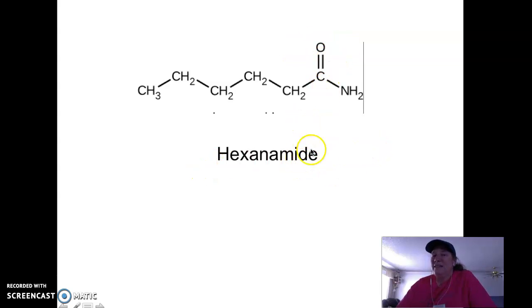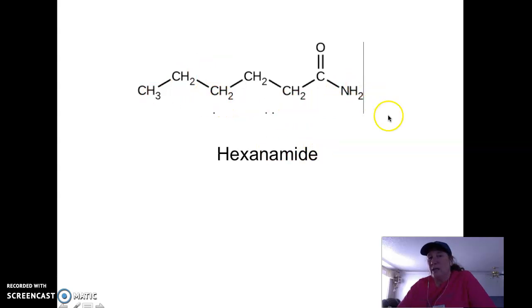It ends in -amide instead of -amine. So again, 1, 2, 3, 4, 5, 6, hexanamide. Okay, so very similar to when we did amines, but again, we have this double bond O in here. This is our carbonyl group, and we have aldehydes with this, we have carboxylic acids, we have ketones, this group right here. And there's a lot of organic compounds with that group in it, okay?